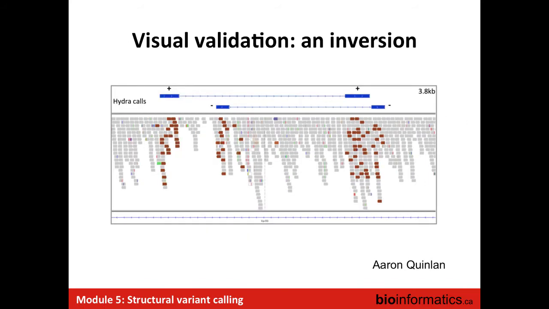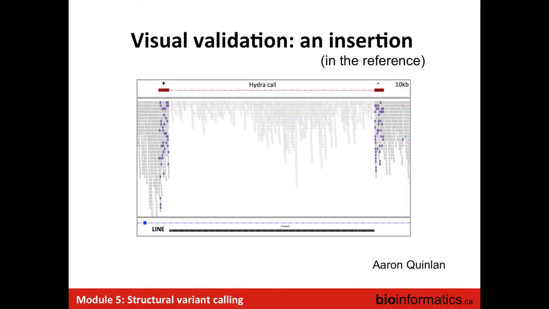This is what we saw for an inversion. So you have two clusters of reads that cluster together. This one and these two others. So this is your insertion. So you've got this read, some of the reads that map there, and you've got all this new call.